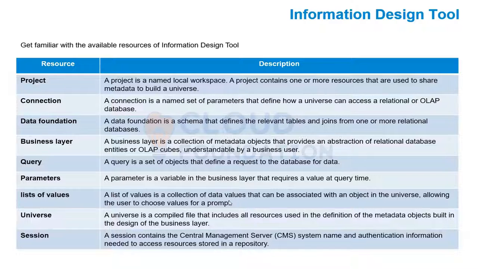List of values. A list of values is a collection of data values that can be associated with an object in the universe, allowing the user to choose values for a prompt. A list of values is like, say we create a year prompt in the reporting layer, and some users do not know how to enter it or how it is set up. What they can do is, instead of entering, select from the given list of values. That is possible if we have a list of values from the universe side.